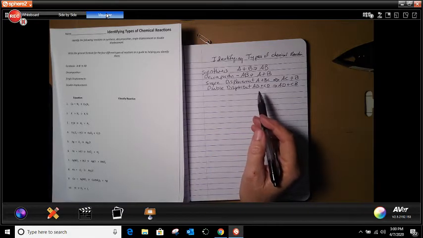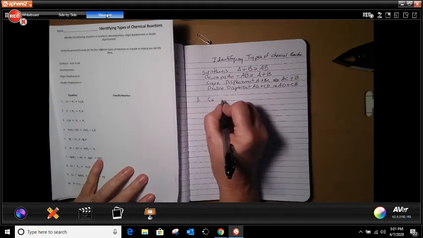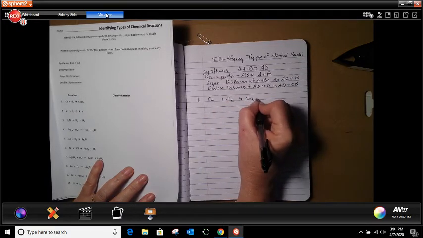Now I'm going to start with the first equation. I'm going to go through as long as 10 minutes allows me, and then I'm going to stop. You'll be required to have these done along with the rest of them. So let's see what we've got. We've got Ca plus N2 yields Ca3N2. If you want to use your colored pencils, you can. I'm not, for the sake of time today.